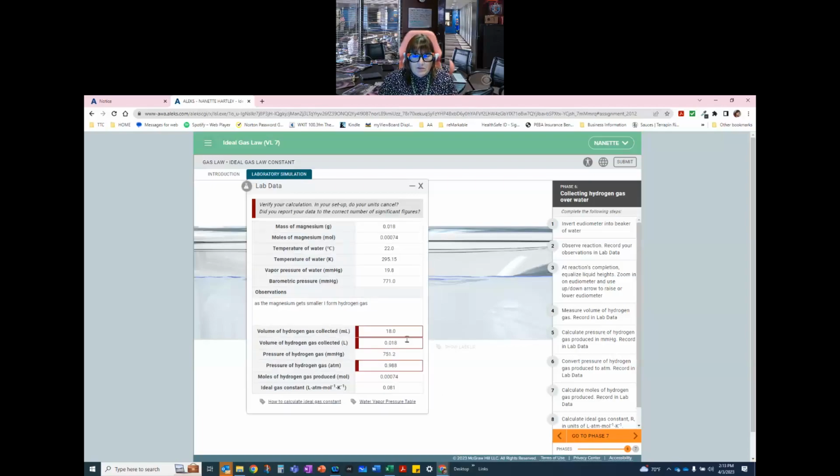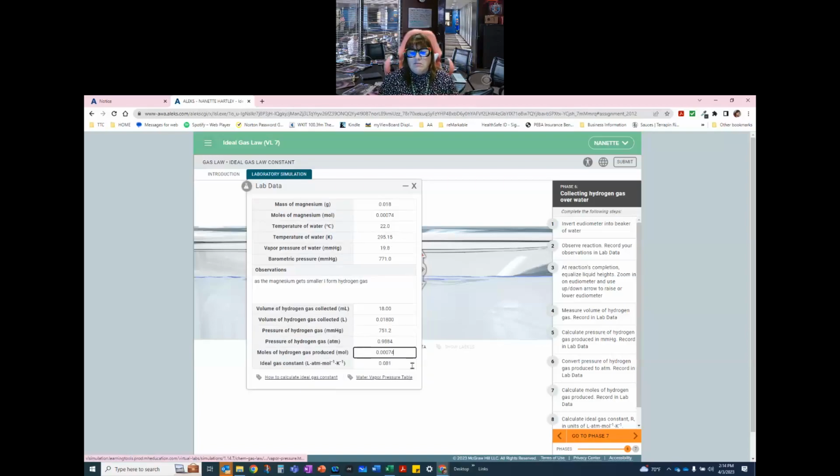And for sig figs, sorry, it wanted another digit. And so the pressure of hydrogen gas, 0.9884. Sig fig there. And that's what it's looking for. Okay, so this is simply a unit conversion. And once you've done that, you'll be able to go through the phase.